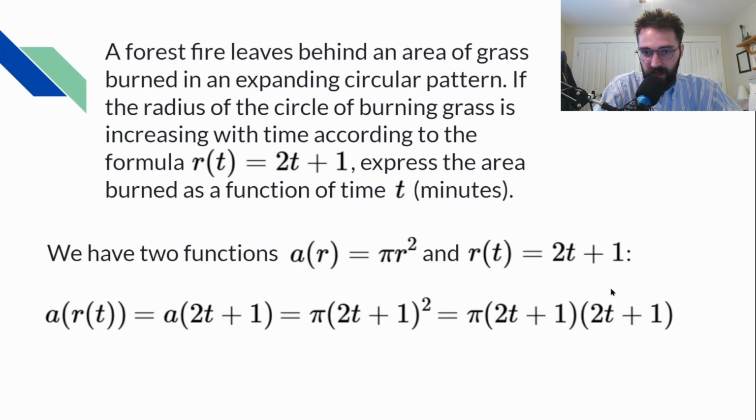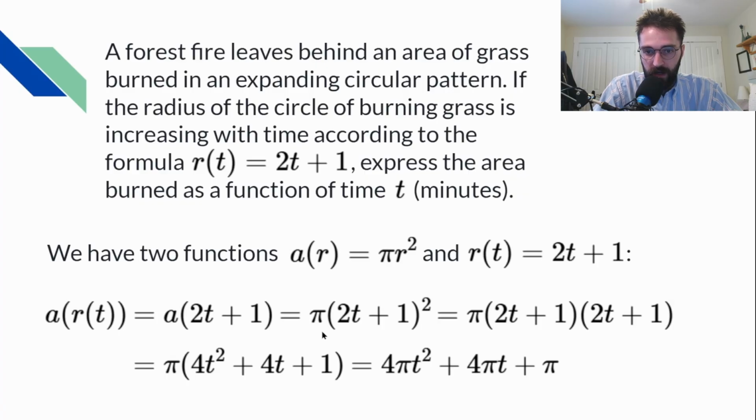So what we can do next is expand this. When we FOIL it, we're going to get 4t squared plus 2t plus 2t. So we have plus 4t. And then we have plus 1. So the last thing we need to do to simplify this is distribute this pi to each piece in the parentheses here. And that's going to give us 4 pi t squared plus 4 pi t plus pi. And that's my final answer for the function A of r of t. So that's what the function composition looks like in this case.